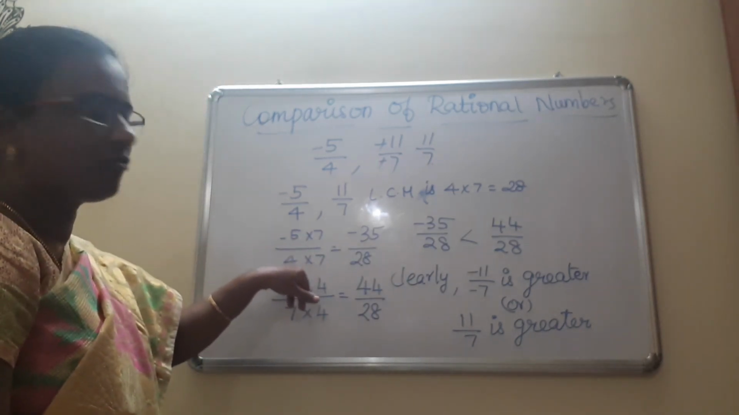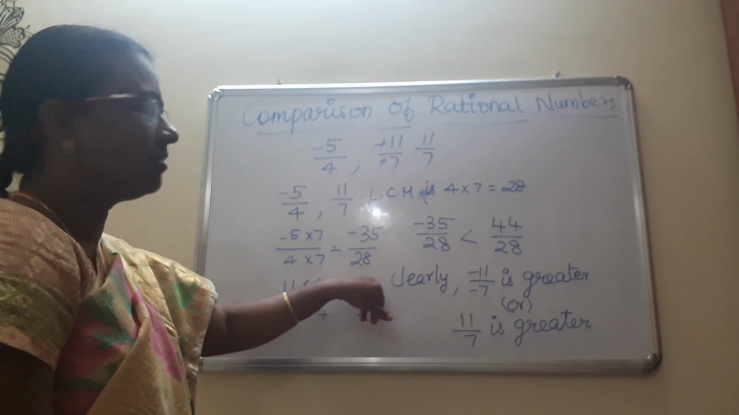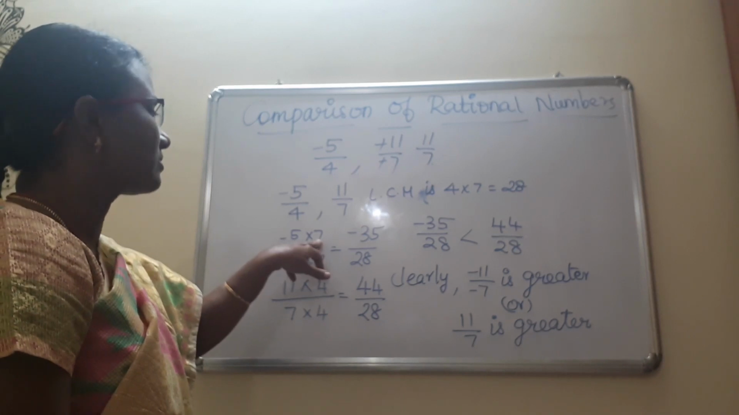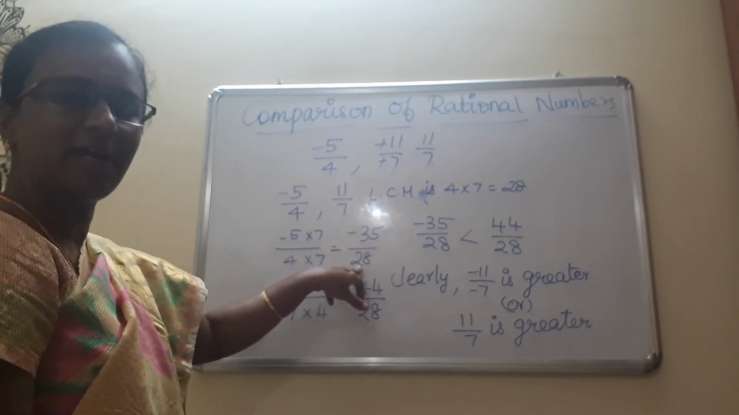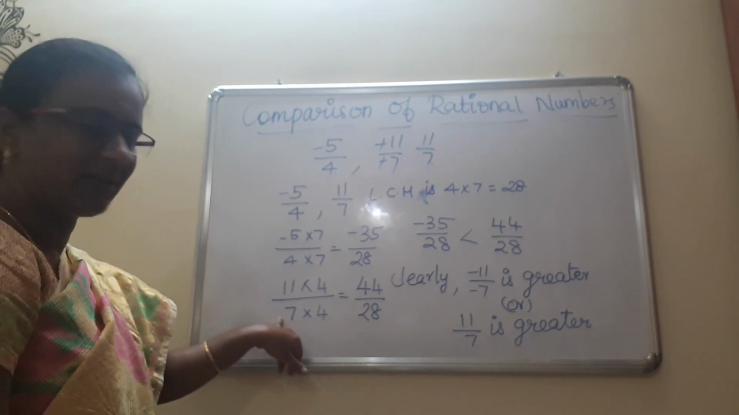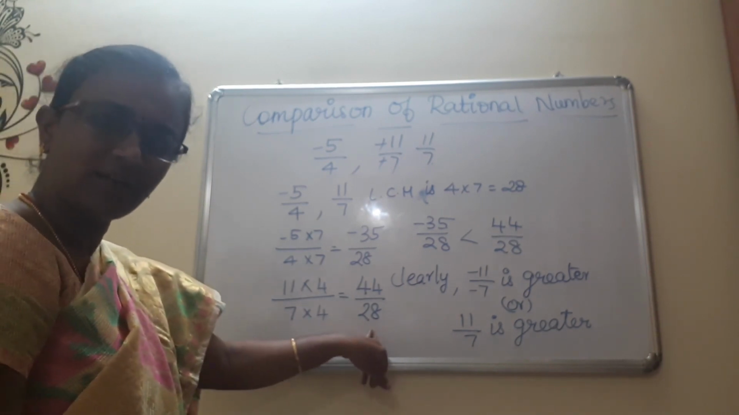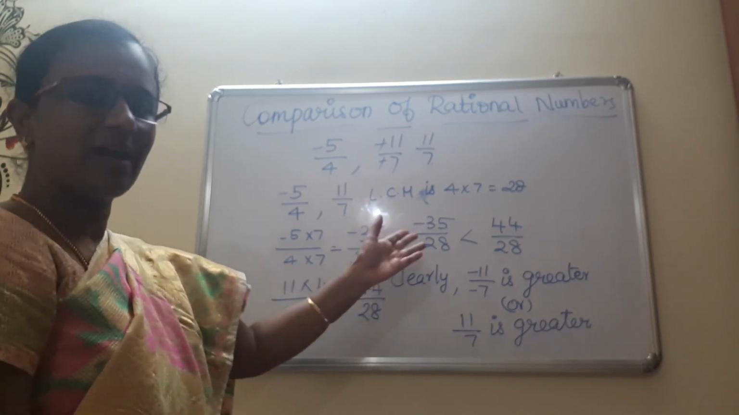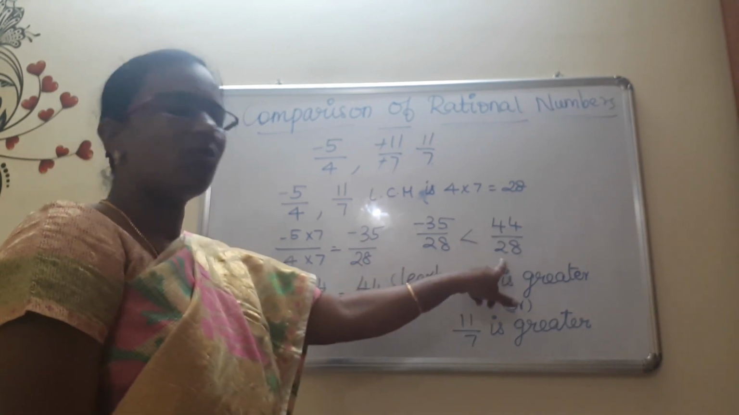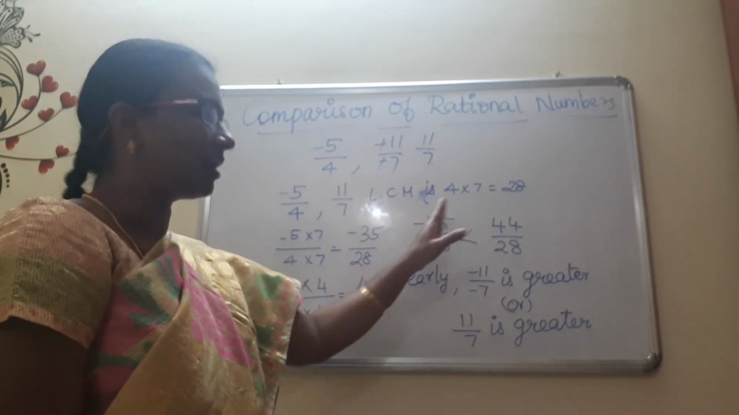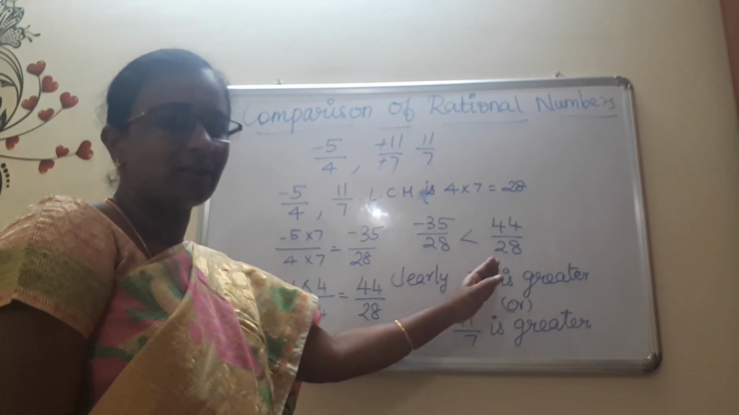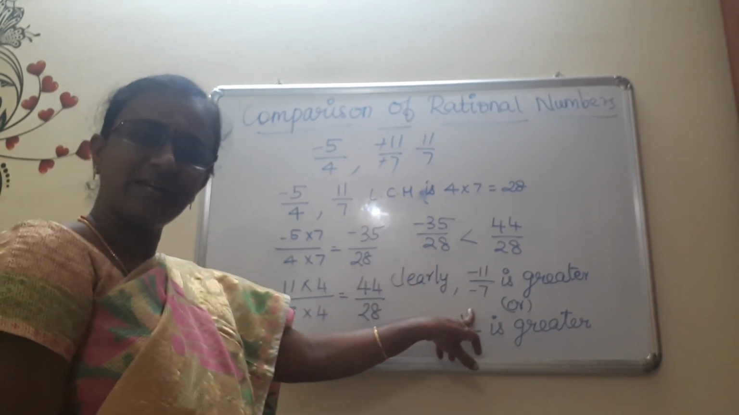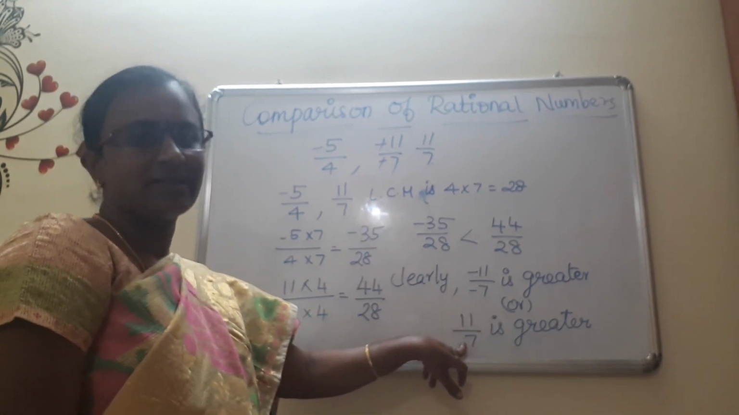So minus 5 by 4: with 4 and 7 only we will get 28, so 4 into 7 is 28. The same way you multiply by 7 in the numerator also. So minus 35 by 28. Again 11 by 7: you have to multiply by 4, then only you will get 28. So 7 into 4 is 28, and 11 into 4 is 44. Now it's very clear: minus 35 by 28 and 44 by 28. One is negative and another is positive, so obviously positive is the greater number. So 44 by 28 is greater. So clearly in the sum, 11 by 7 is greater.